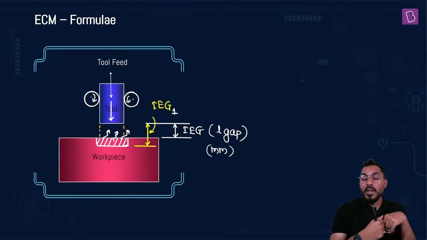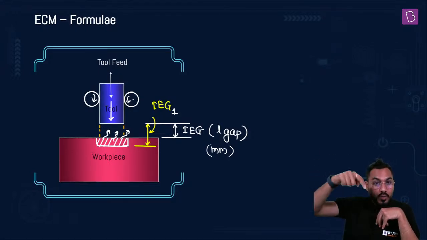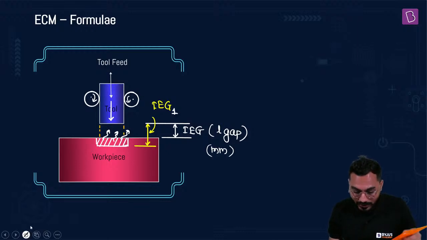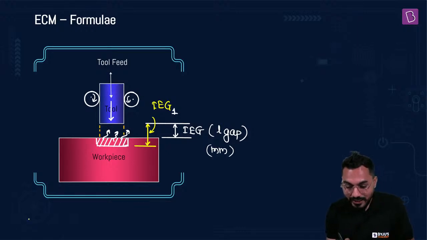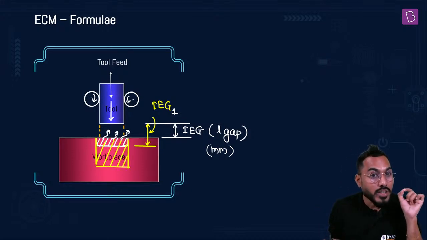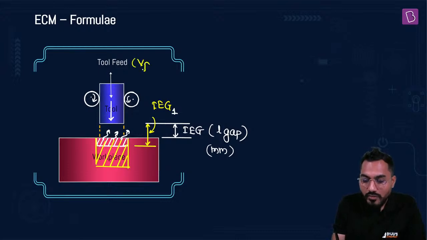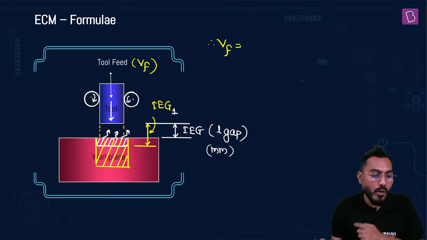So now what will happen? My tool will keep moving in a downward direction. And as the tool keeps moving downward, one point will come where it might get inserted into that workpiece also, and there might be chances that deeper holes can be created. Deeper holes can be created when the tool is fed into the downward direction continuously. And the velocity by which my tool is fed downward is called the feed velocity, represented by V_f. And multiple questions are asked on this particular topic.